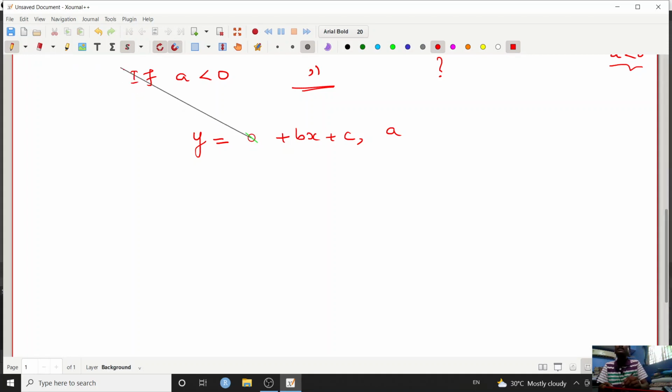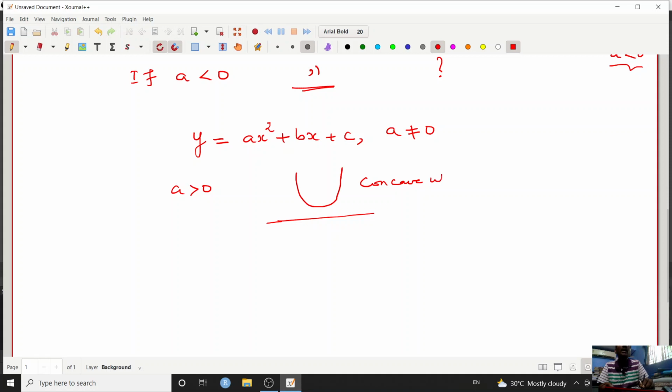I'm not used to that. Okay, let us remove that. Now I'm not quite an expert in using this. Okay, now where a is not equal to 0, when a is positive, the diagrammatic representation is going to be something like this. So the graph is going to be something like this. It is concave up.